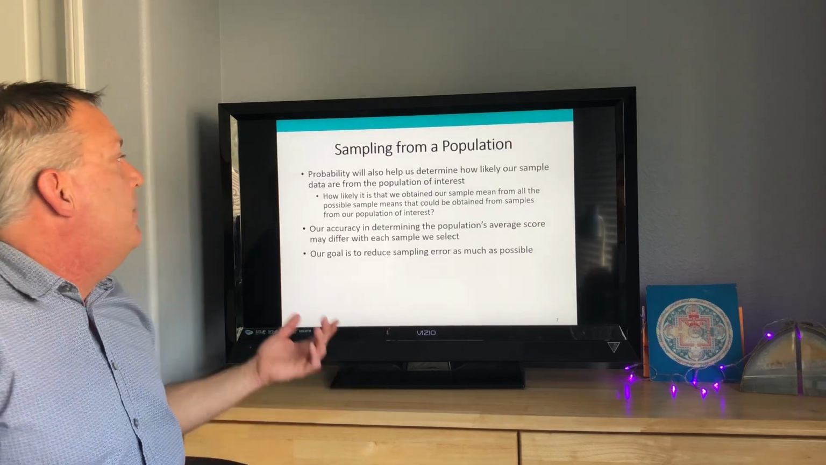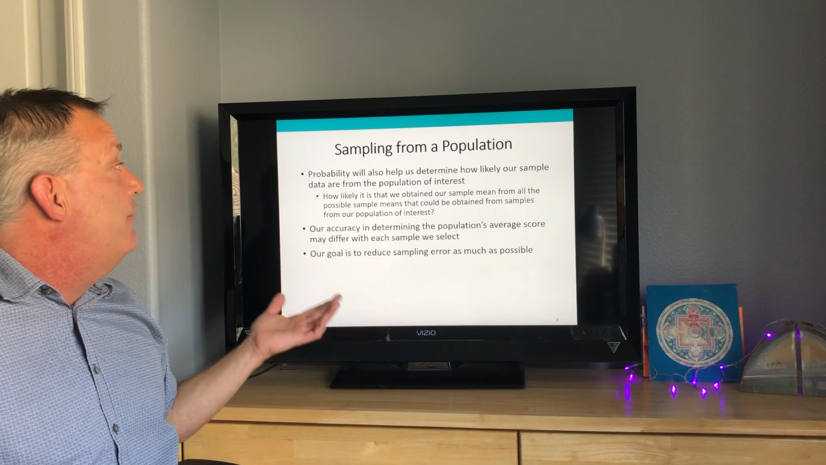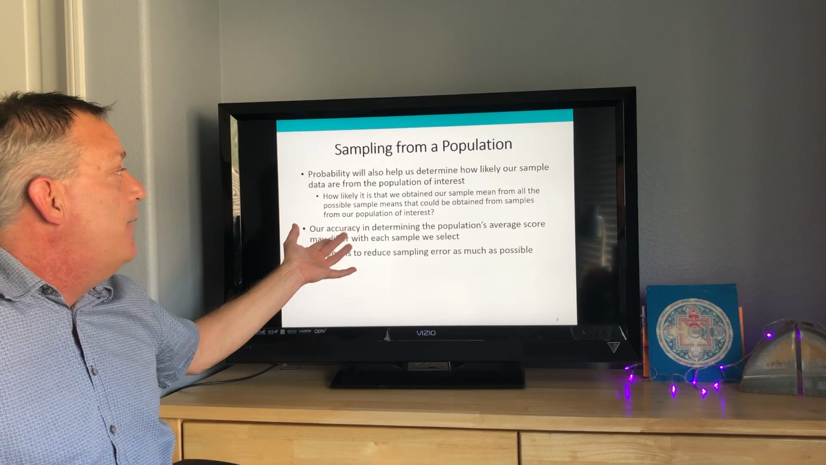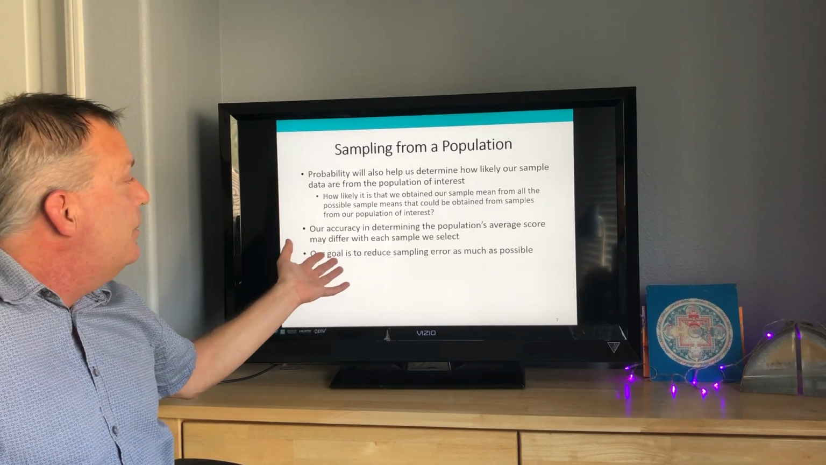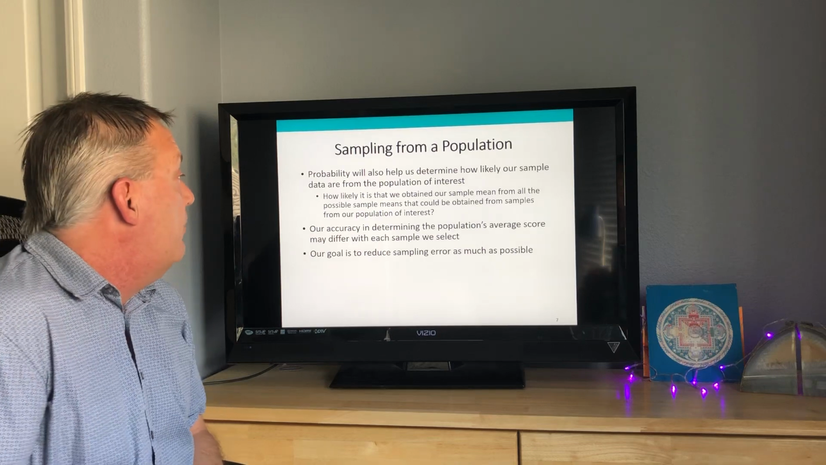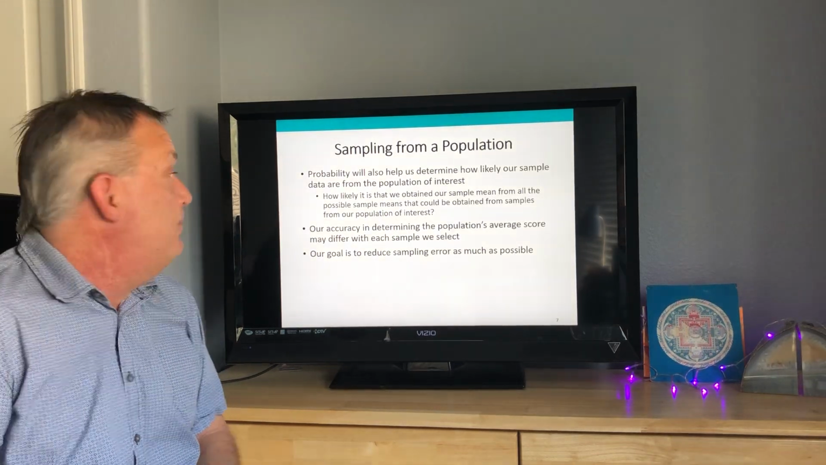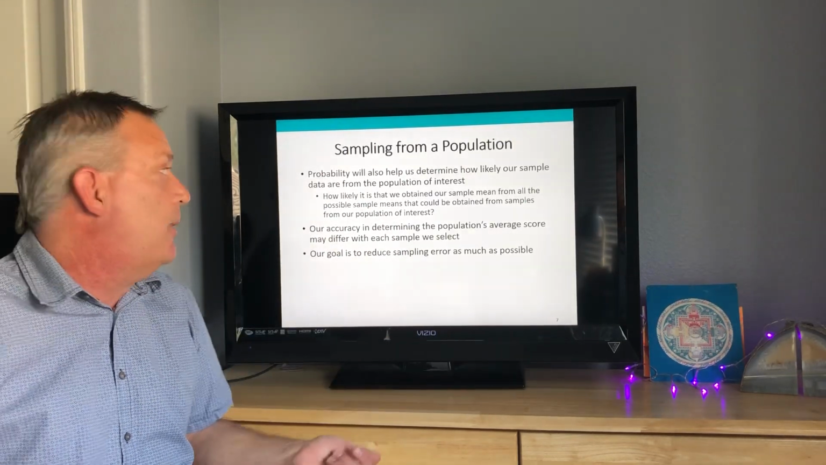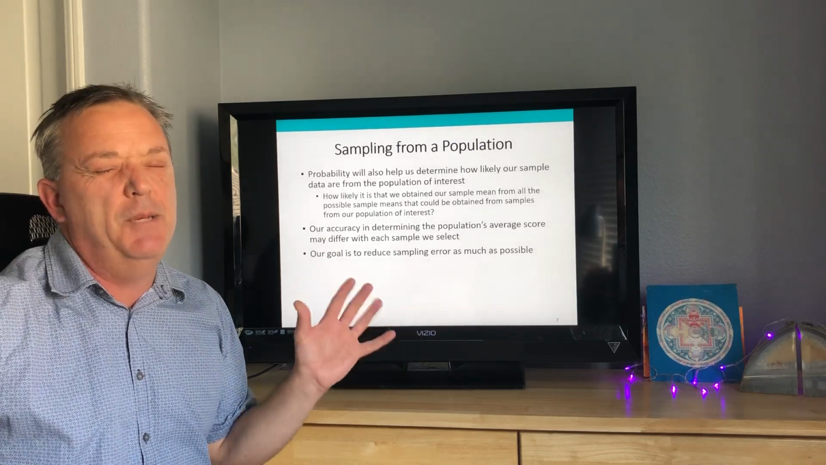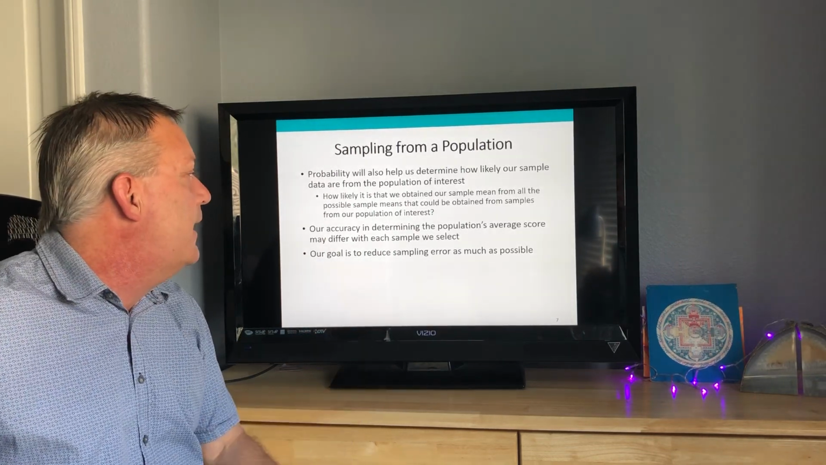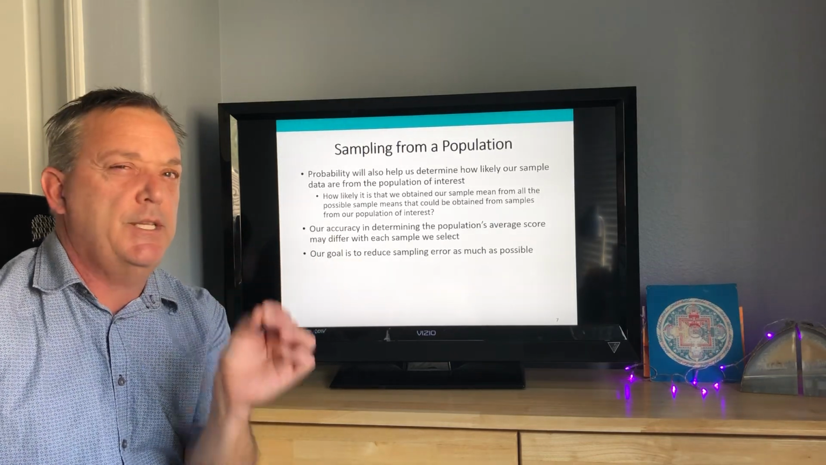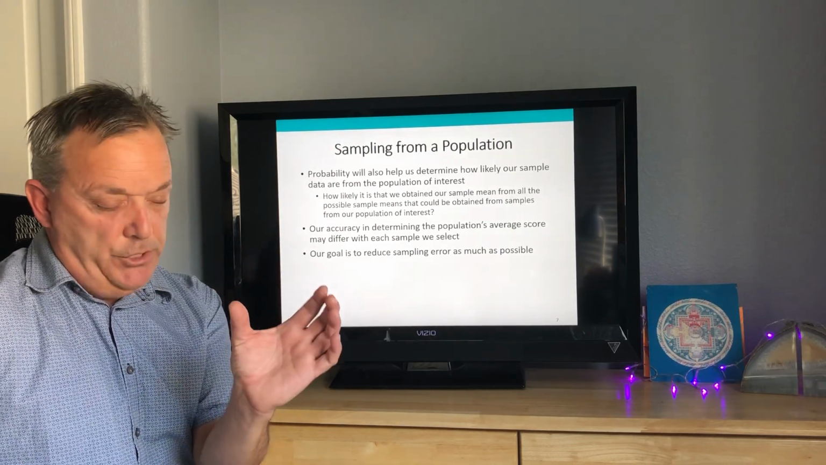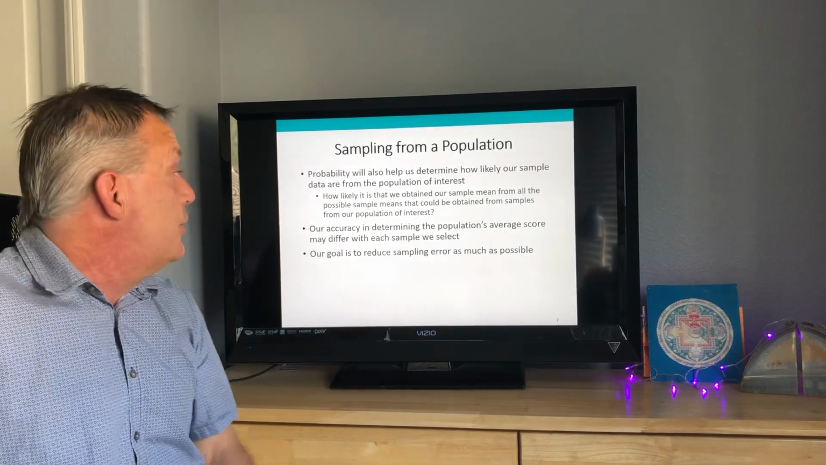Probability will also help us determine how likely our sample data are from the population of interest. How likely is it, for example, that we obtained our sample mean from all possible sample means? It could be obtained from the samples from our population of interest. Our accuracy in determining the population's average score may differ with each sample we select, right? And of course, our goal is to reduce sampling error as much as possible and increase our sample size as much as possible. That way, there's going to be less noise, if you will, and it'll make our statistics easier, as you'll see, to reliably say that the results that you found in your experimental group, for example, the caffeine, were actually effective.